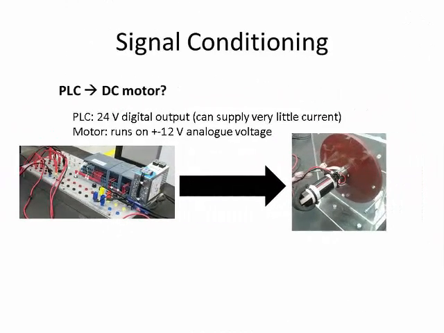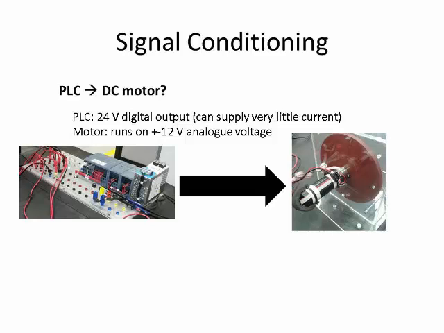There are two signal connections which pose practical issues that must be resolved. The first case is the connection of the control signal from the PLC to the DC motor. The PLC has a 24-volt digital output. This means that the output signal can only be 0 volt or 24 volt, no values in between. The PLC can only output a small amount of current, not enough to drive the motor.